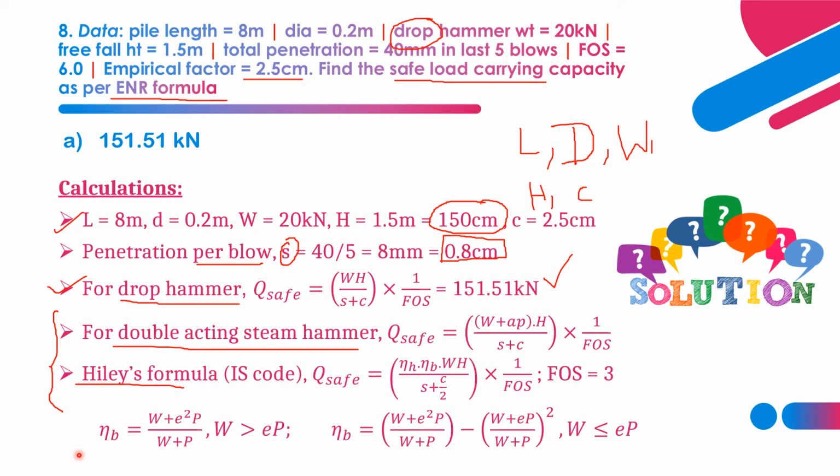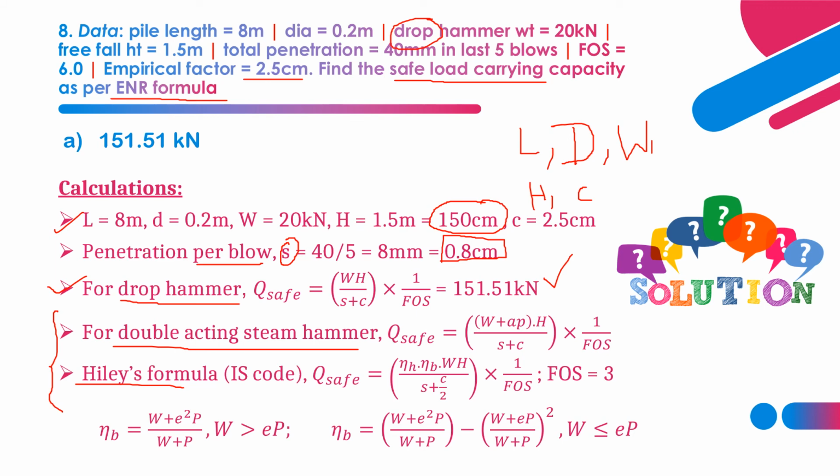In case of weight of hammer less than or equal to EP, then we have to use this formula: (W plus E square P) by (W plus P) minus ((W plus EP) by (W plus P)) the whole square. So these are the basic formulas regarding Hiley's formula, and we have to calculate the Q safe.